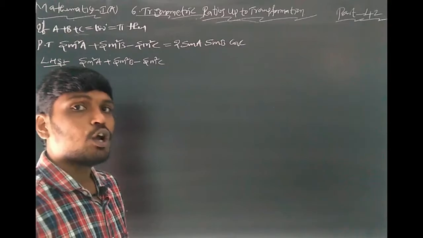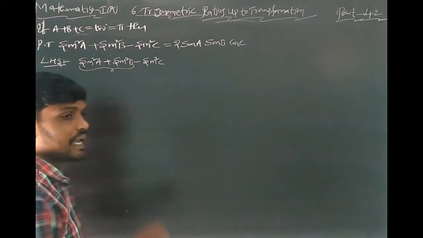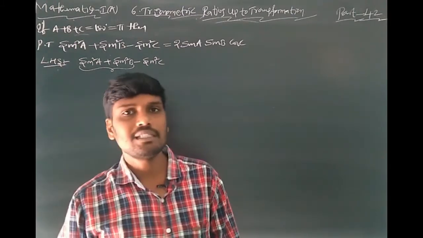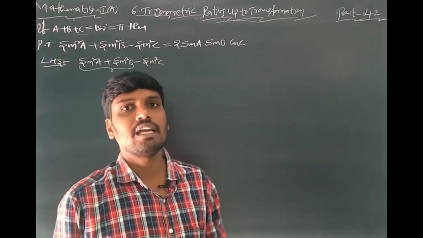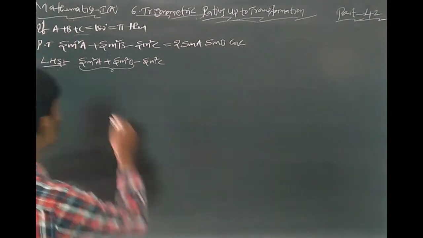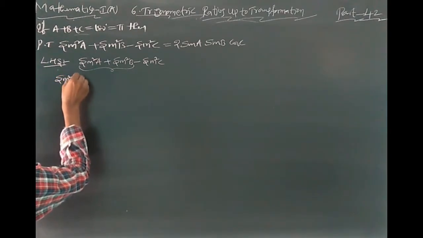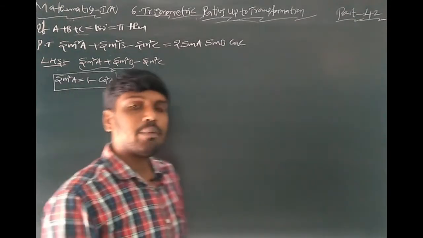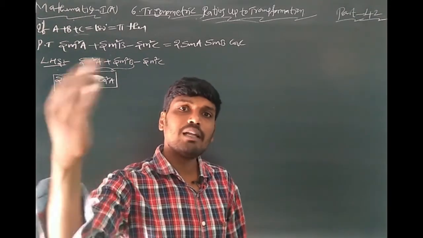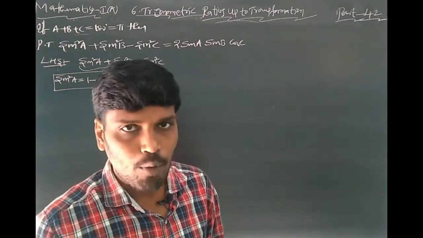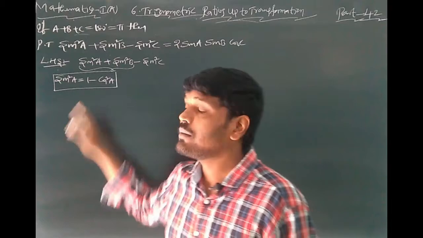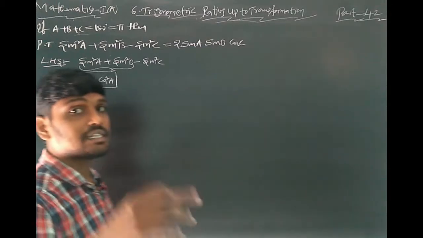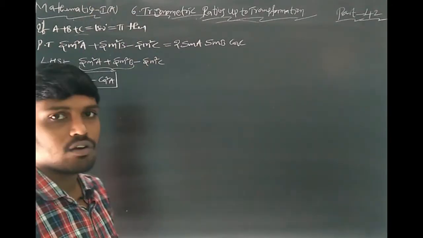In this LHS part, you can convert the first two terms into the form of sin square a minus sin square b, or cos square a minus sin square b, or cos square b minus sin square a, any one model. First, in place of sin square a, you can write 1 minus cos square a. Why? Because by the first trigonometry identity, sin square a plus cos square a equal to 1, then sin square a equal to 1 minus cos square a.